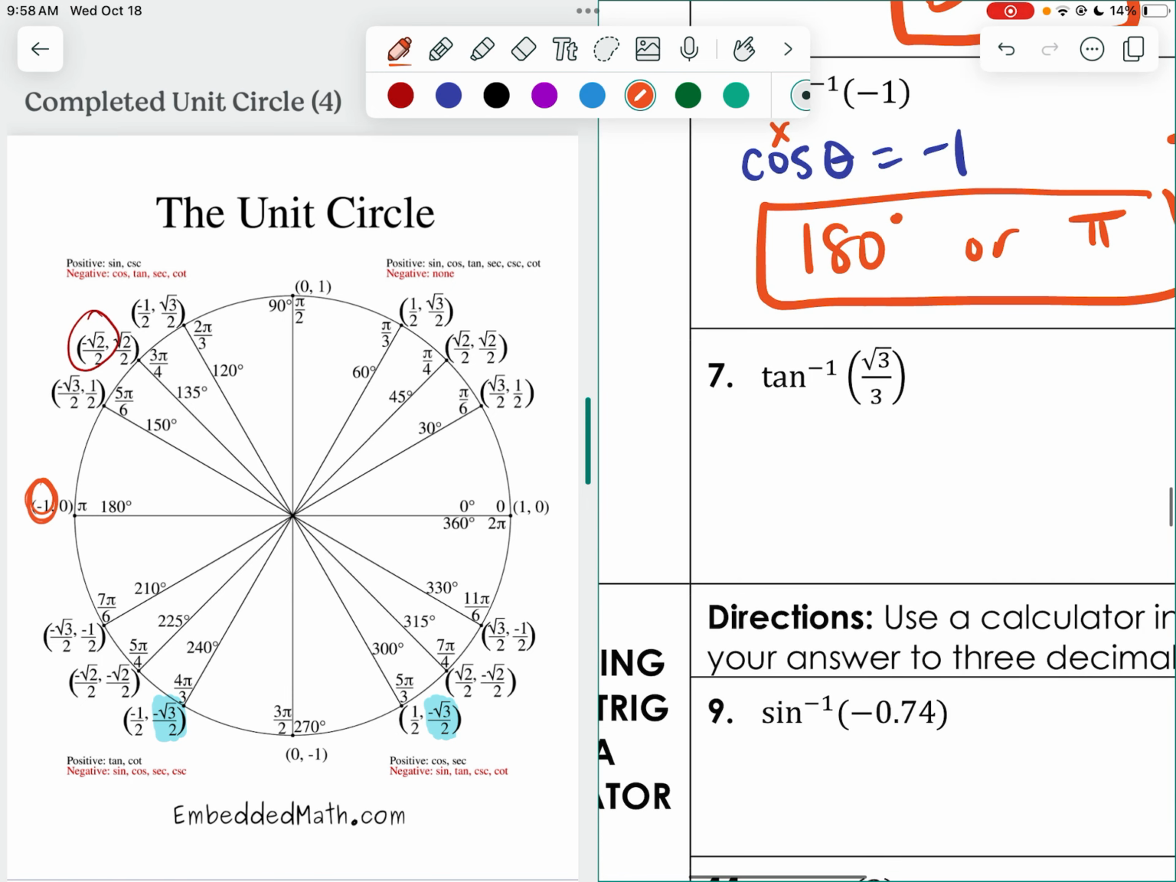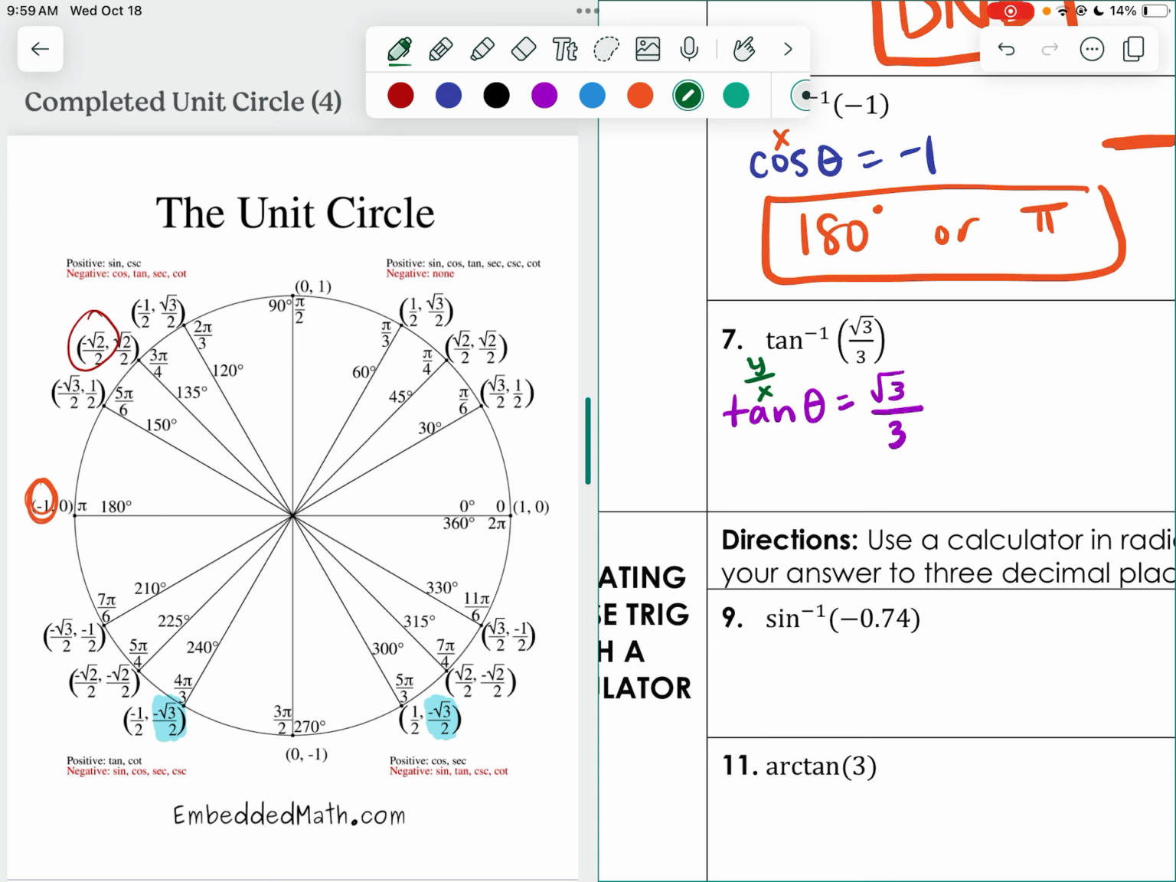This one, tan is always a little trickier. So here, inverse tan of root 3 over 3. So I'm looking for an angle that has a tangent of root 3 over 3. Now, tangent, remember, isn't just x or just y. It's y over x. So we're actually thinking about what y over x would give us an answer of root 3 over 3.